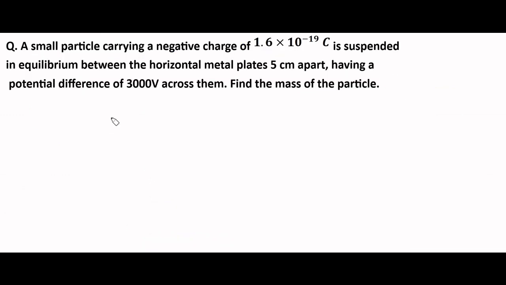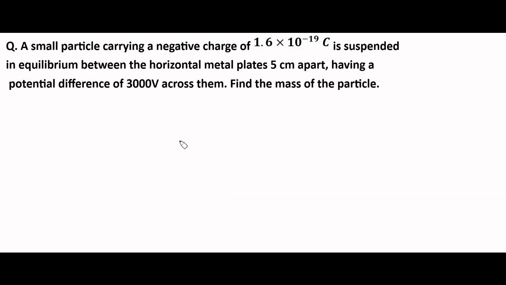So here is another question on electric potential. It is given that a small particle carrying a negative charge of 1.6 into 10 to the power minus 19 coulomb is suspended in equilibrium between two horizontal metal plates 5 centimeter apart, having a potential difference of 3000 volt across them. Find the mass of the particle.